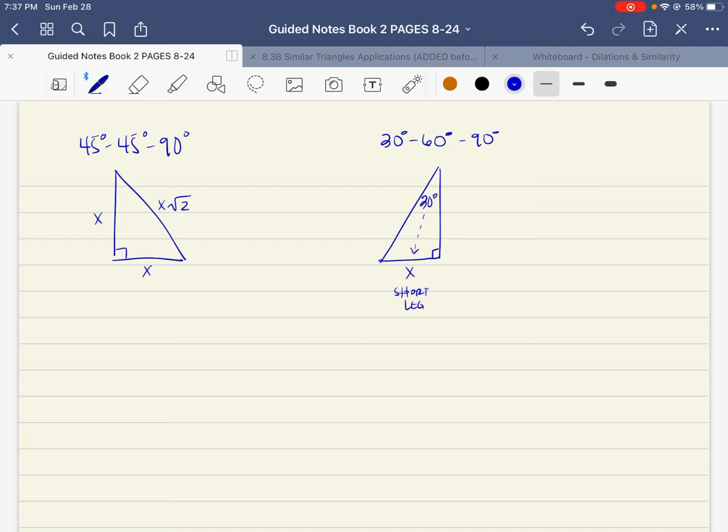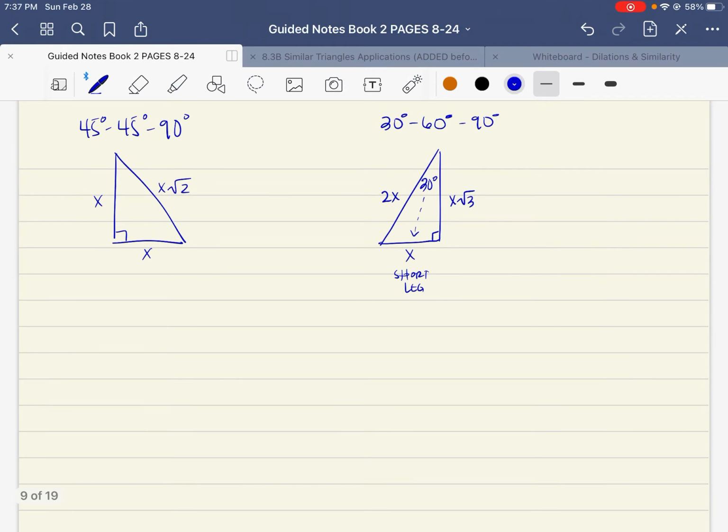And if that's x, then the longer leg is just root 3 bigger, and the hypotenuse is twice as big. So if we're looking at these two relationships, let's just do a couple examples. I'm going to draw some here. Let's say that we're given this figure right here. And we're told that this is 90, this is 45, and we're asked to find x and y, and we're given that this piece over here, or this leg, is 7.